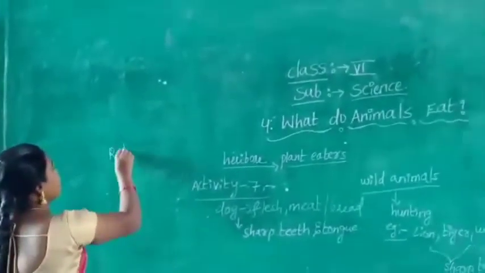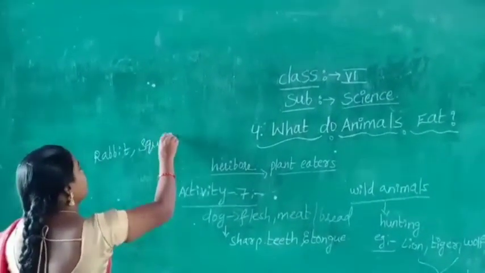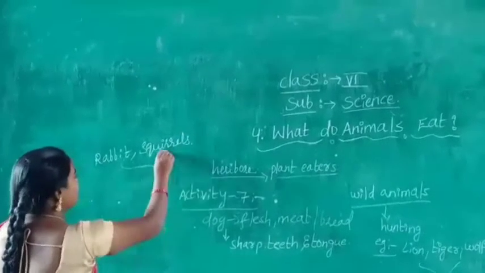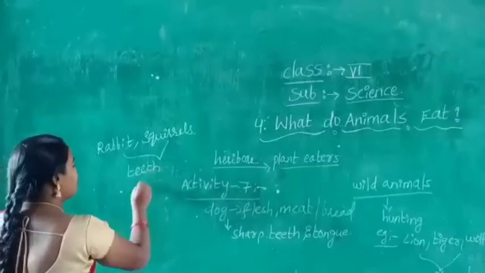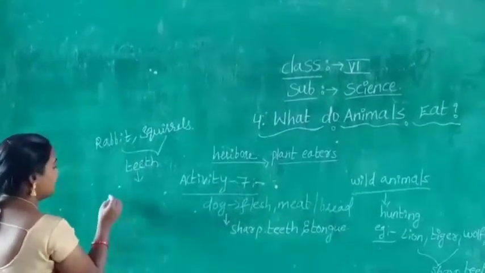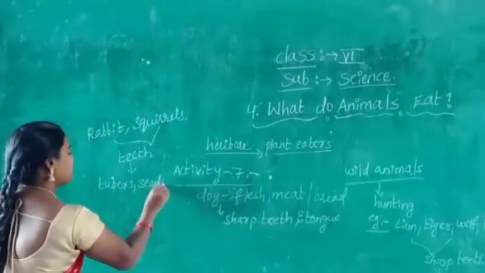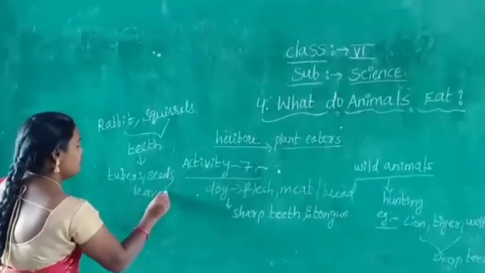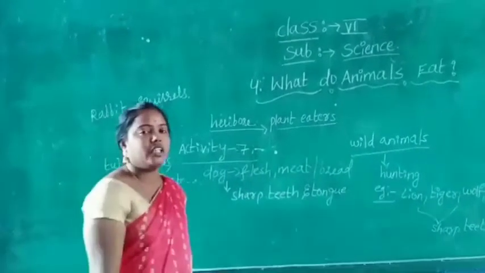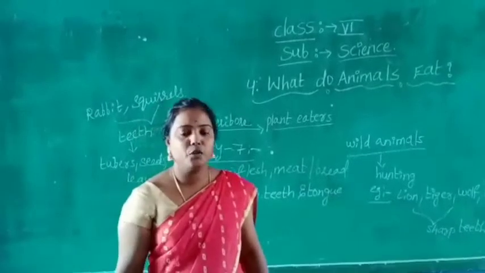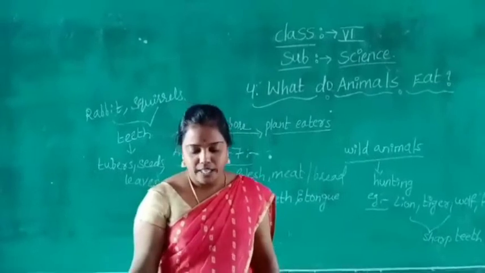Rabbits and squirrels, these both animals also have teeth. By using teeth, these animals are eating what? Tubers, seeds and leaves, etc. It means the teeth are very helpful for rabbits and squirrels to take food, like seeds, tubers, leaves, etc.